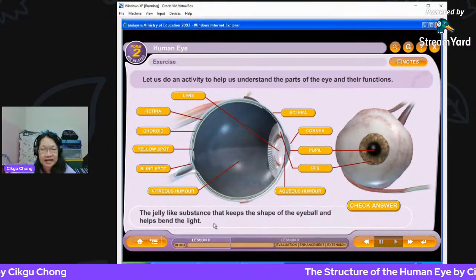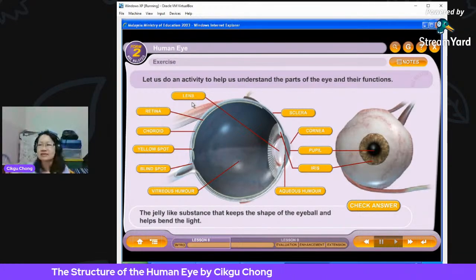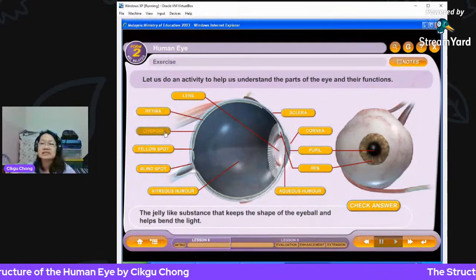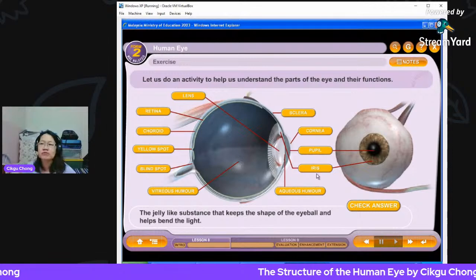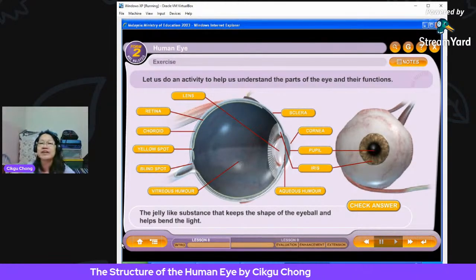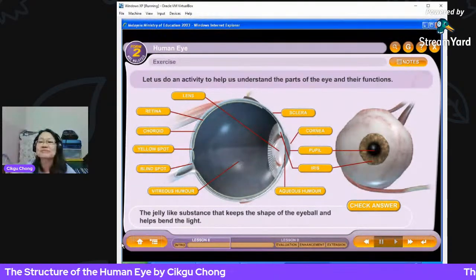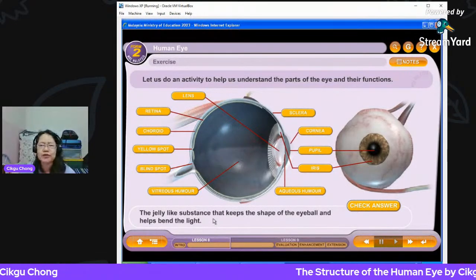Okay, can someone type the answer? I said jelly-like, liquid jelly-like one. So you can type here: is it the lens, the retina, choroid, yellow spot, blind spot, vitreous humor, aqueous humor, iris, pupil, cornea, sclera? You've seen all of it. Okay, type the answer here so I can see. Just one question, we just do a few, right? Then we go on to another part.